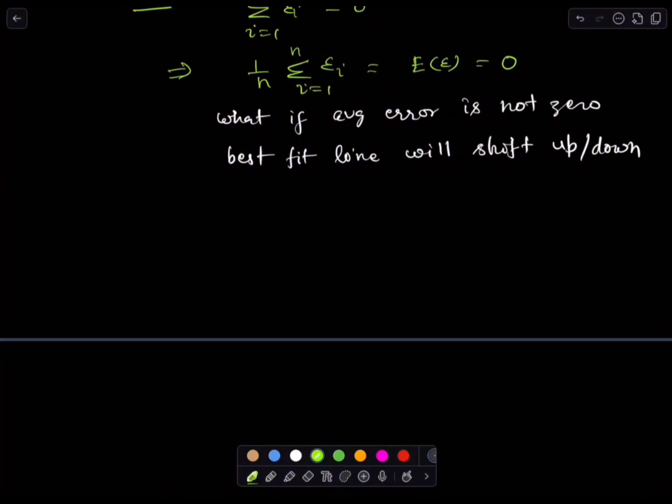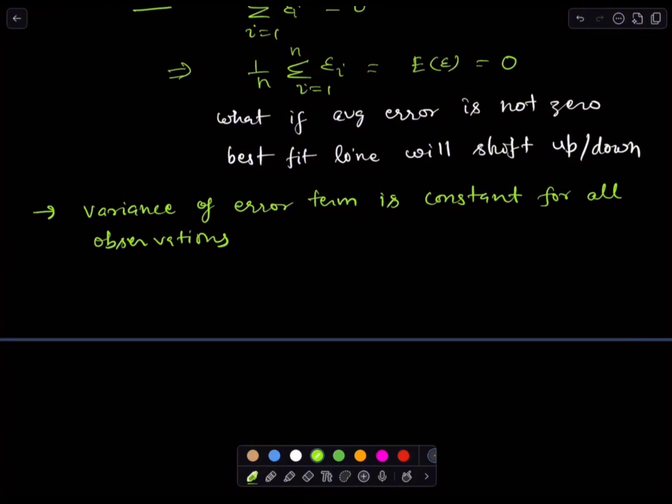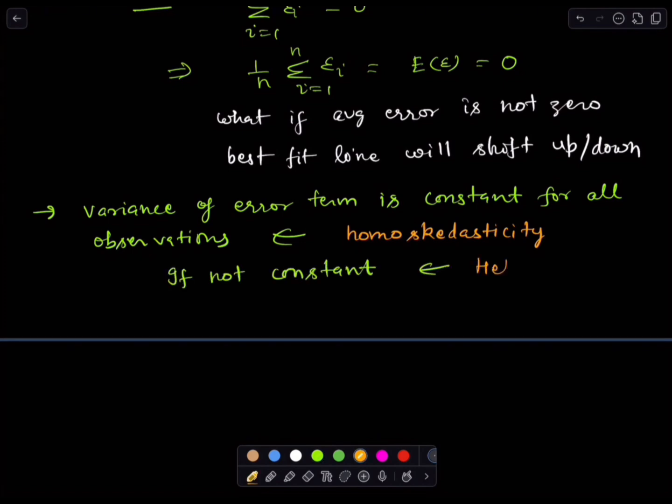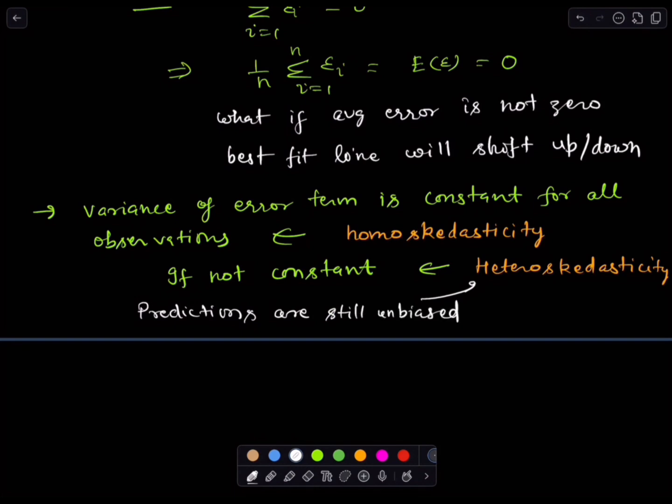Now let's understand another point here. The variance of the error term is constant for all the observations, and this is called homoskedasticity. If the variance of the error term is not constant, then you will have heteroskedasticity in your data. That means predictions are still unbiased, but confidence intervals and hypothesis tests become unreliable.